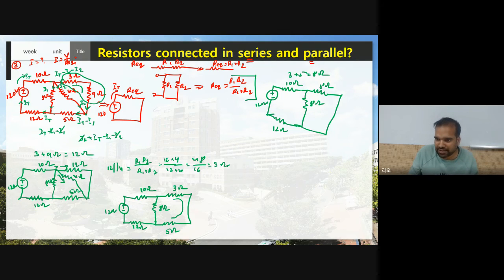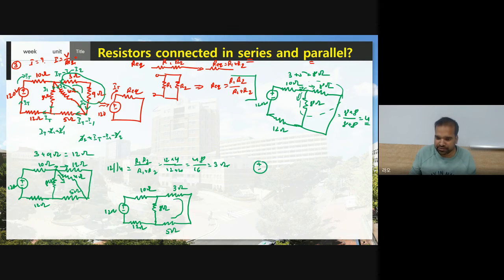So how to identify that they are connected parallel? Let us assume current is coming here. Some of the current is going to the 8 ohm and some of the current is going to the other 8 ohm. So different currents are flowing. Therefore 8 and 8 are connected parallel. So 8 into 8 by 8 plus 8. So you will get what? 4 ohm.